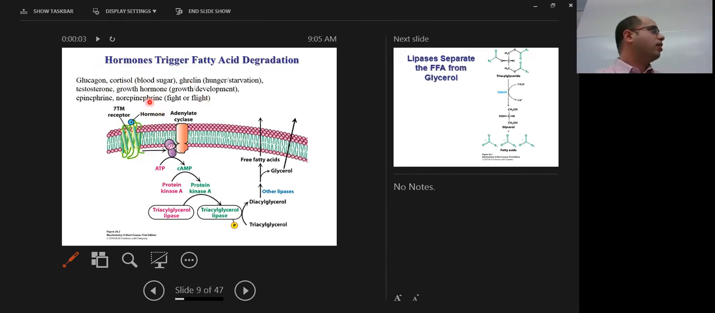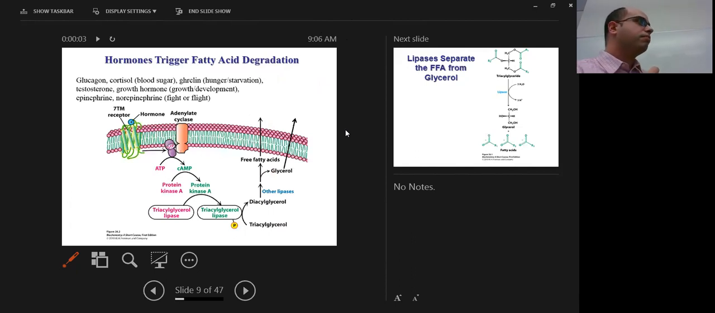Either way, they're all coming in and activating a G-coupled protein receptor on the cell surface of those adipocytes. And it leads to a signal transduction cascade where protein kinase A will phosphorylate a lipase. Here it's triacylglycerol lipase. The name of the lipase isn't important. There's many of these inside of the adipocyte. The main point is that it activates those lipases to turn the triacylglycerol into the diacylglycerol and then into the free fatty acids and the glycerol. And those go straight out of the adipocyte into the plasma.